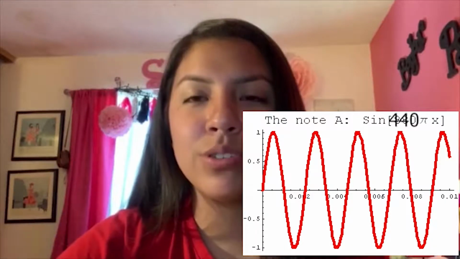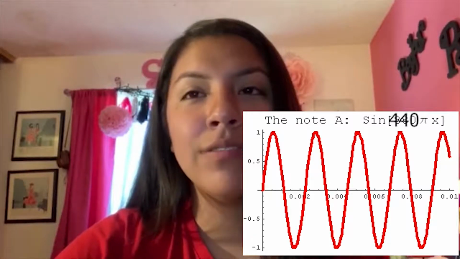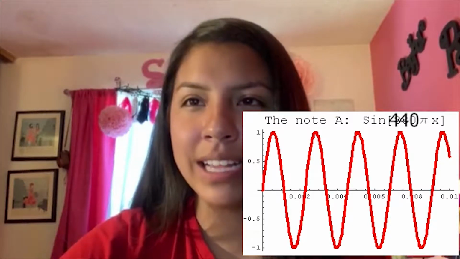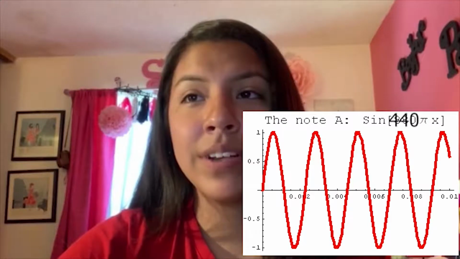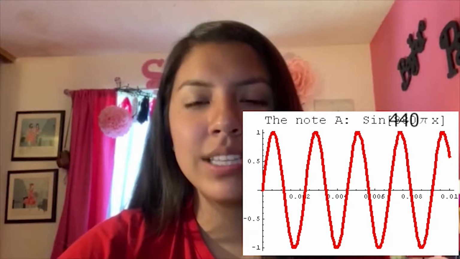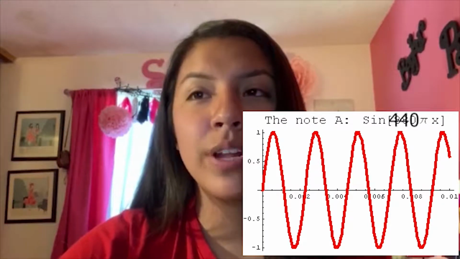For example, if you know anything about playing a piano, the note A above middle C produces a wave shape like sine of 2 pi times 440x. If you figure out the period of this function using the theorem from class, you'll see that the wave has 440 complete cycles. If we change the number of cycles the wave completes every second, in other words, if we change the period of the sine wave, then we change the sound.